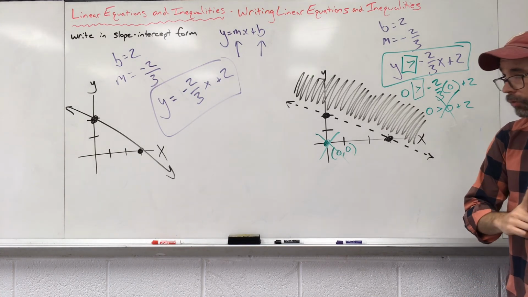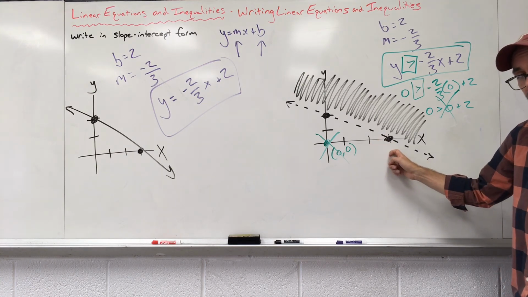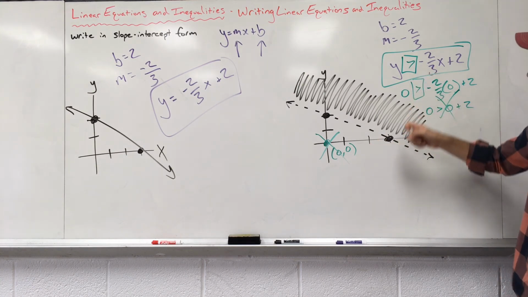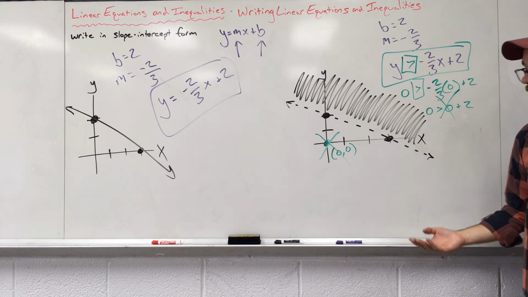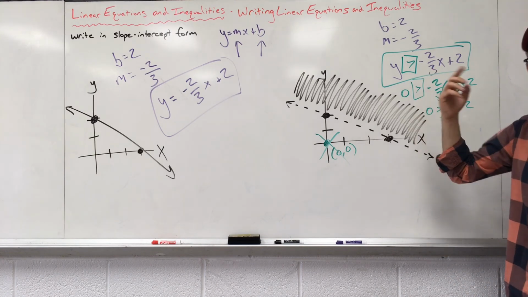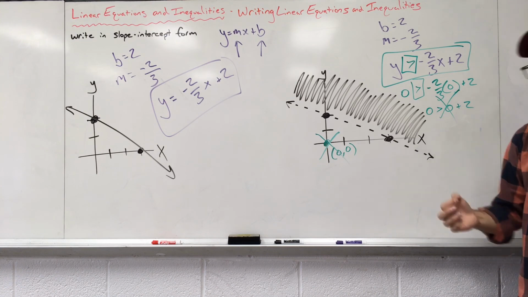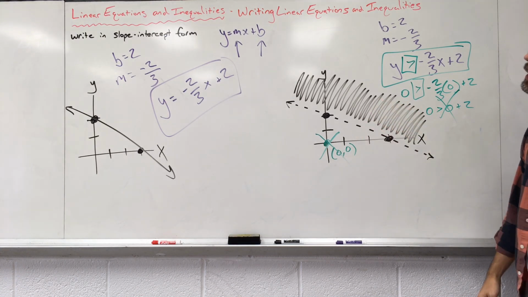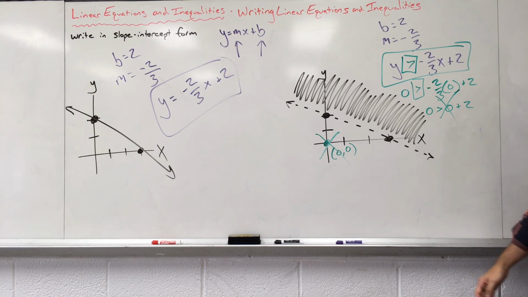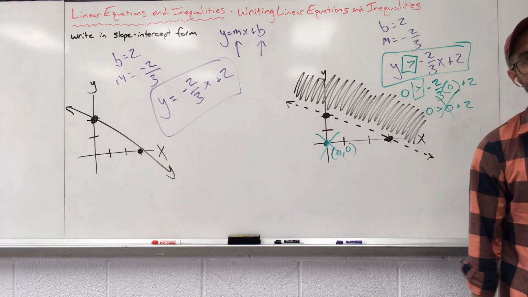Why not an equal sign? Is the line solid? No. Since it's dashed, there's no equal sign. And is there any other way of doing this? I don't know, maybe. Plug the inequality in, see if it works. We need to just kind of question what's happening here. That is writing an equation and inequality in slope-intercept form given two graphs.